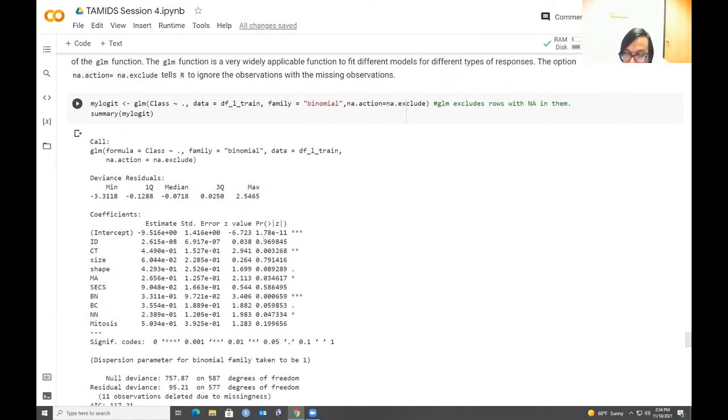And here are the coefficients. So quickly check that BN, NN, MA, and CT are the significant variables in the sense that they have the p-values corresponding to them to be less than 0.05. The remaining variables are not important because the corresponding p-values are greater than 0.05. So you cannot say that there is sufficient evidence to suggest a relationship between the variable and the response.